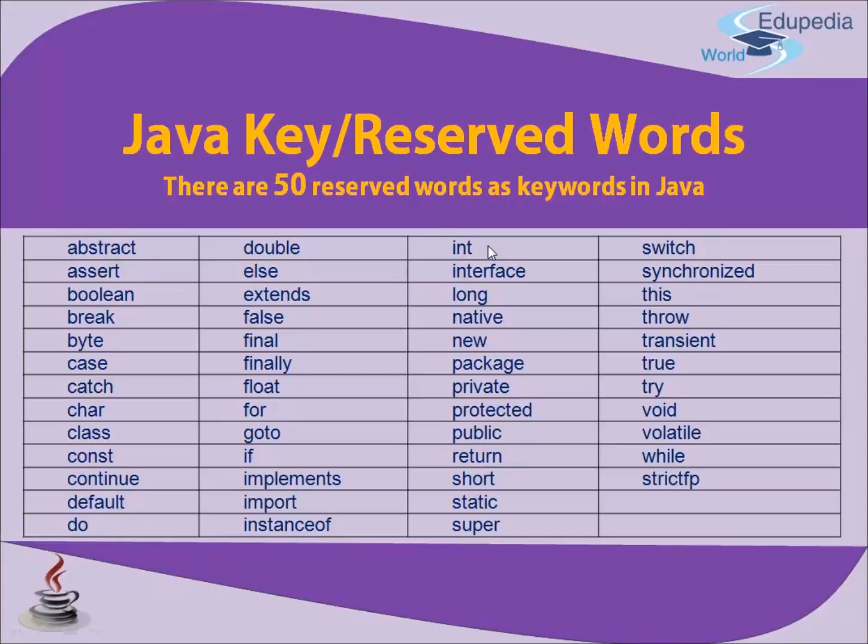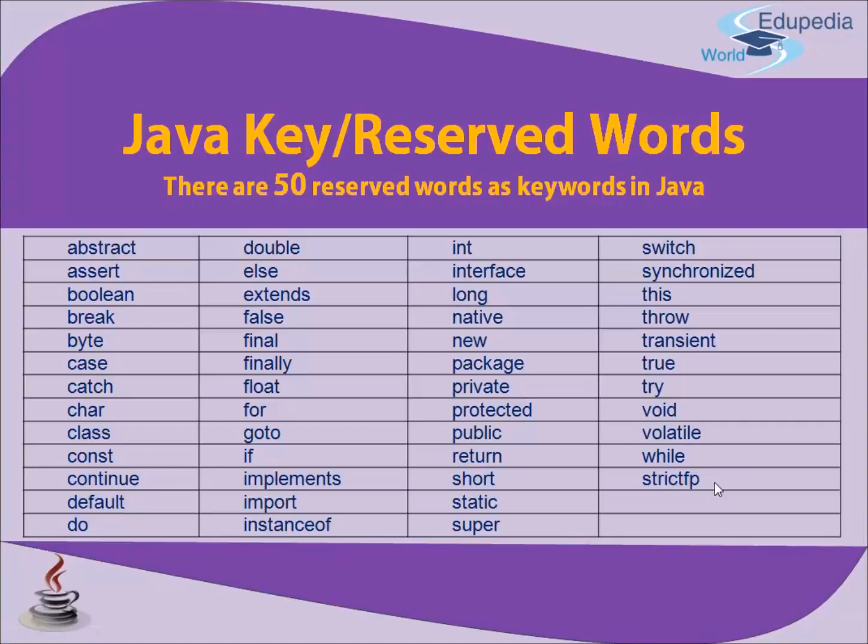int, or it is also known as int, interface, long, native, new, package, private, protected, public, return, short, static, super, switch, synchronized, this, throw, transient, true, try, void, volatile, while, and the last one is strictfp.